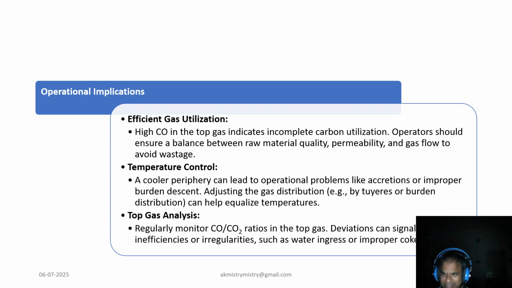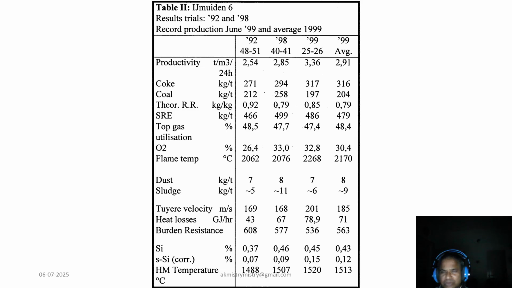Finally, top gas analysis is most essential, and regularly monitoring the CO2 ratio in the top gas is a must. Deviation can signal inefficiencies or irregularities such as water ingress or improper coke quality too.